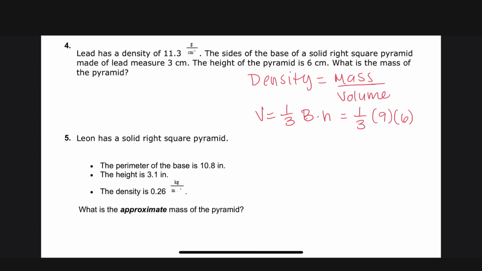We have the density, so the density is 11.3. We don't know the mass, that's what we're trying to find. And then the volume is going to be 18 cubic centimeters. So if I do 11.3 times 18, I should get the mass, which ends up being 203.4, and that would be 203.4 grams.